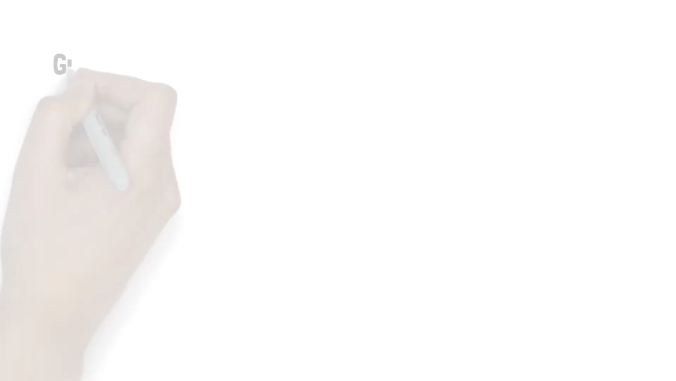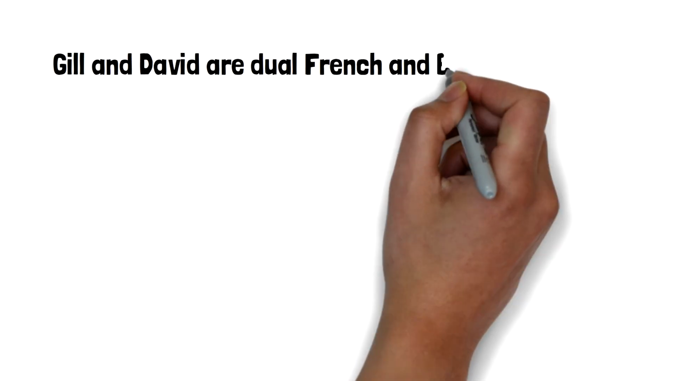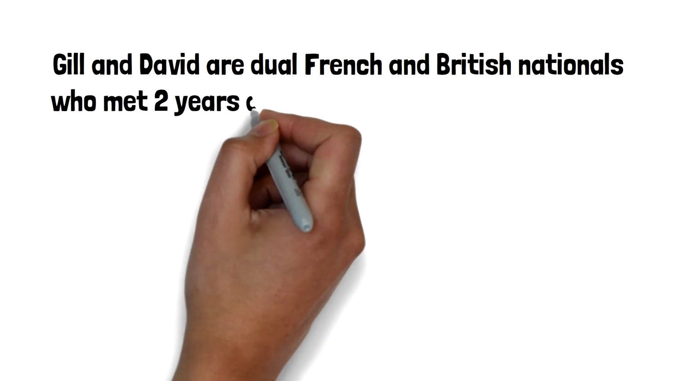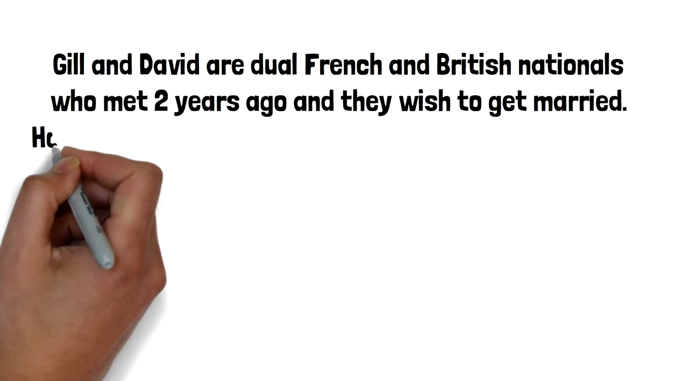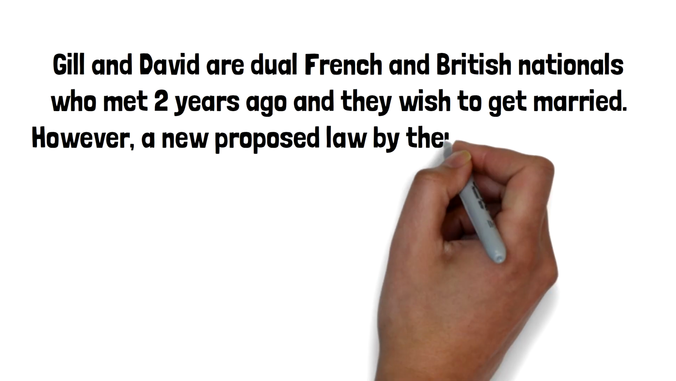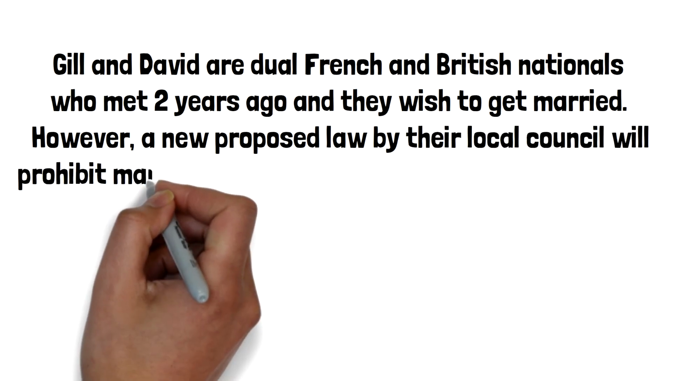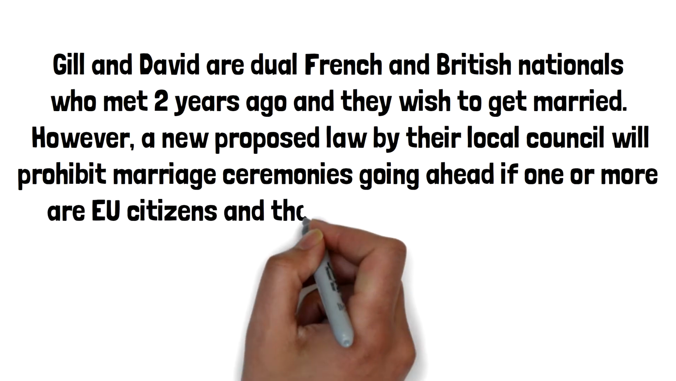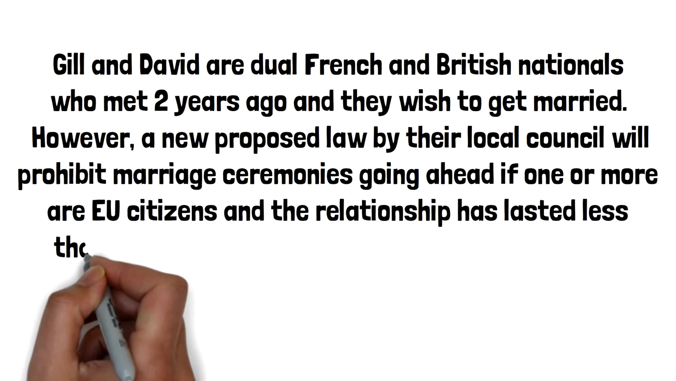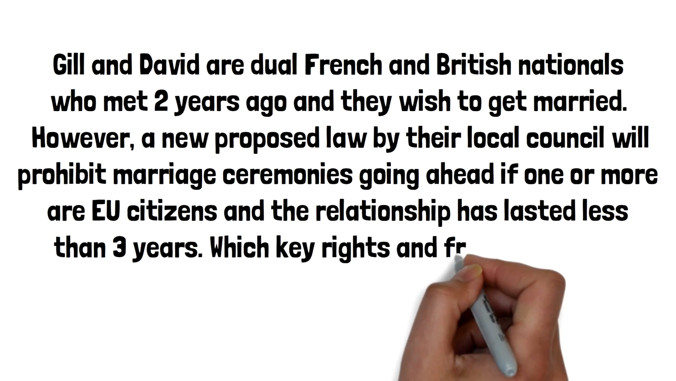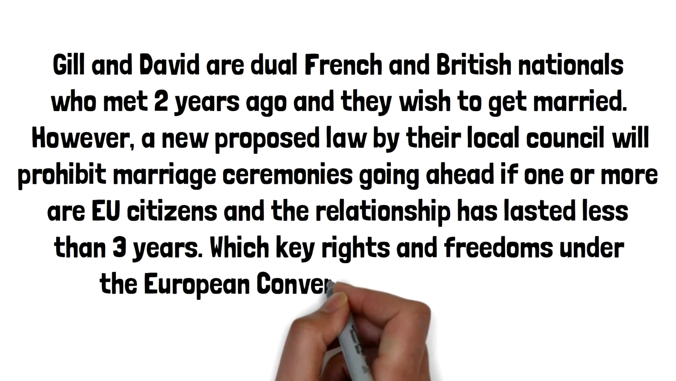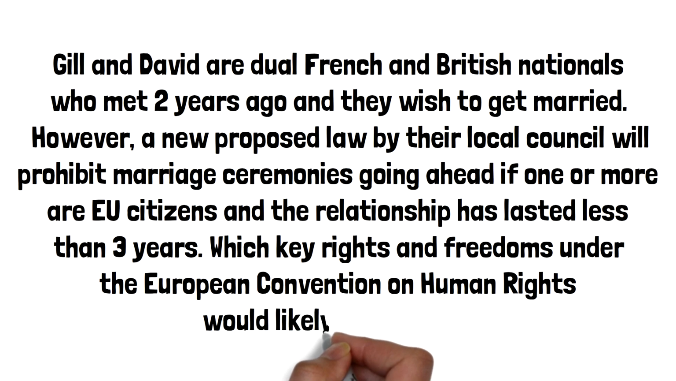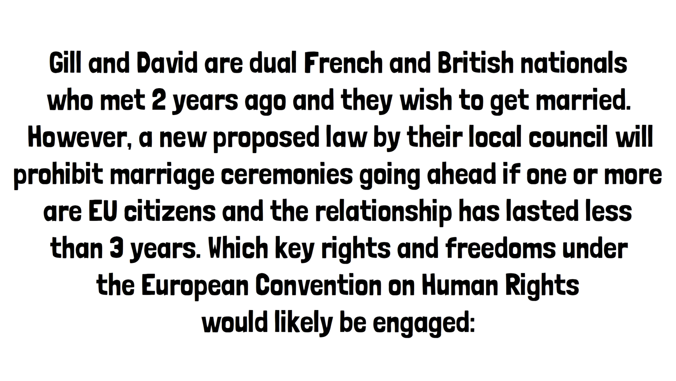So here is a sample question of the kind that you may get in the SQE 1 exam. Jill and David are dual French and British nationals who met 2 years ago and they wish to get married. However, a new proposed law by their local council will prohibit marriage ceremonies going ahead if one or more are EU citizens and the relationship has lasted for less than 3 years. Which rights and freedoms under the European Convention on Human Rights would likely be engaged?